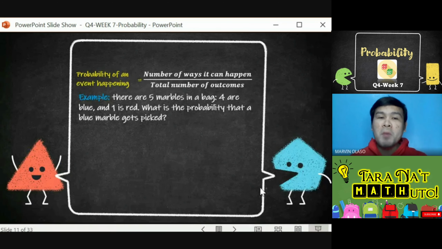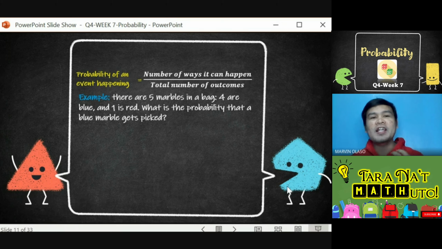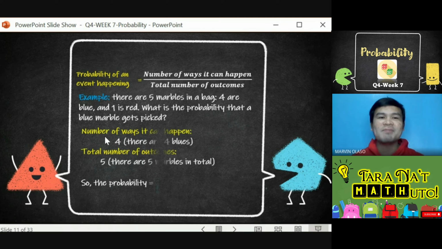There are 5 marbles in a bag. So, meron tayong 5 marbles in a bag. 4 are blue marbles and 1 is red marble. So, the question is, what is the probability that a blue marble gets picked? So, meron tayong 5 marbles sa bag. 4 doon ay blue, isa lang ang red. So, what's the chance?